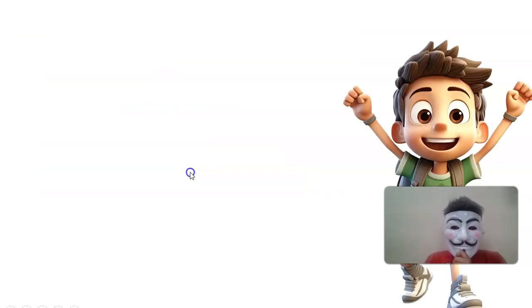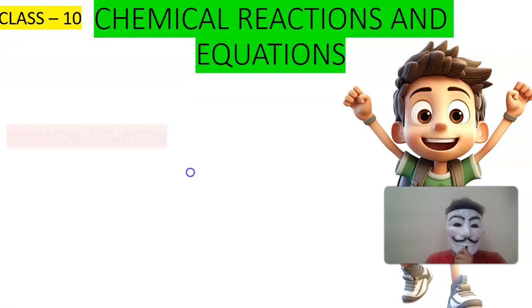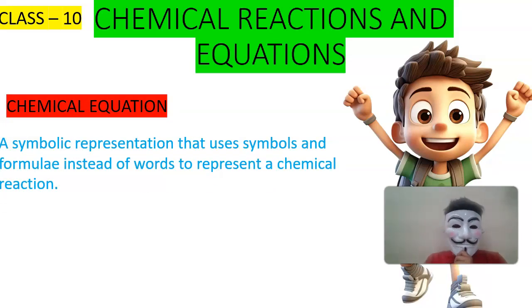So class 10, chemical reactions and equations, chemical equation. Let's first know the definition of chemical equation. A symbolic representation that uses symbols and formulae instead of words to represent a chemical reaction. As we studied in the last video, a chemical reaction is when two molecules combine to form a new substance. Here it is the same: a symbolic representation that uses symbols and formulae instead of words to represent a chemical reaction. Now let me tell you this in a short way.